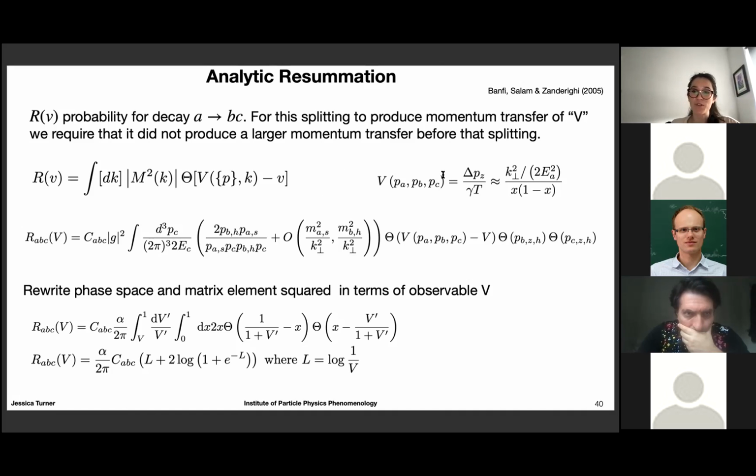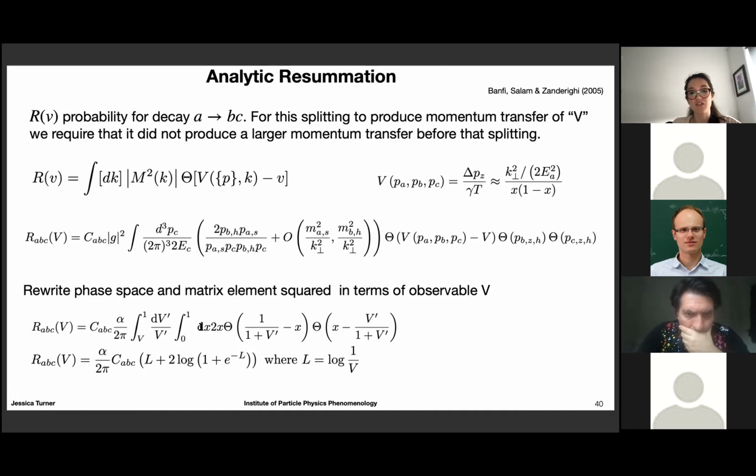Because we've taken our observable and rewritten it in terms of the transverse momentum, essentially we can do a substitution for the integration over the transverse momentum in terms of the observable. So essentially you do a Jacobian transformation on this integration, and you're integrating over the observable itself. And that's how the resummation is performed.